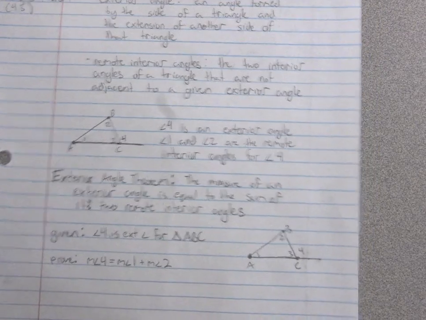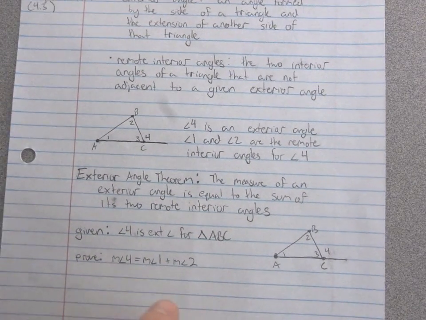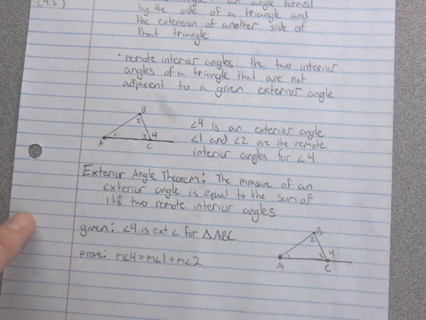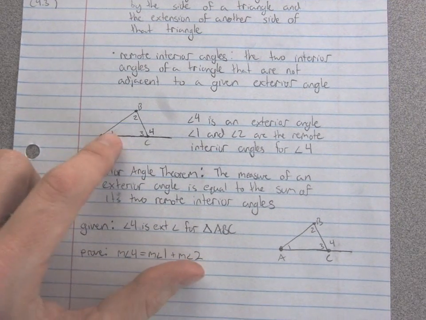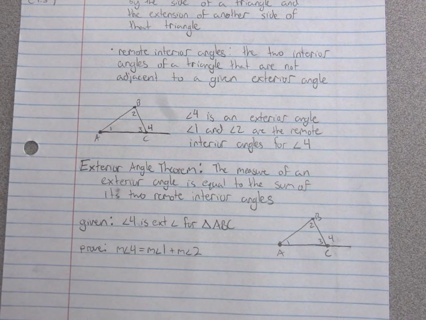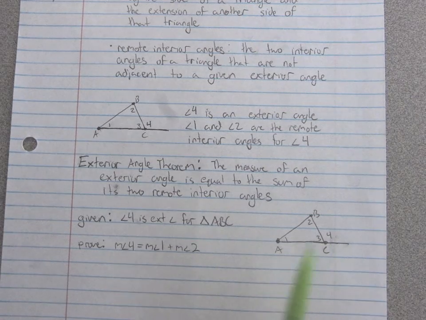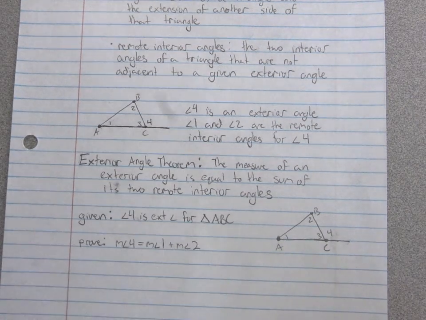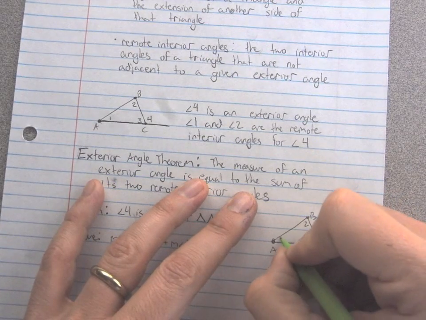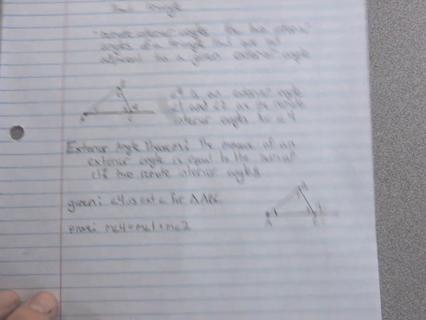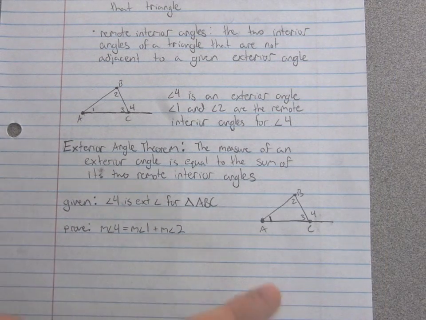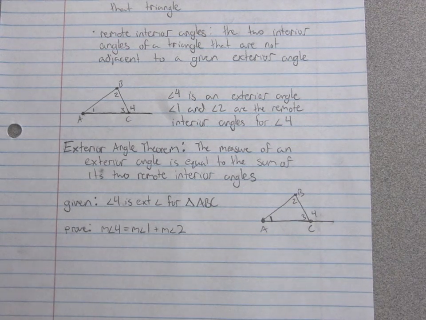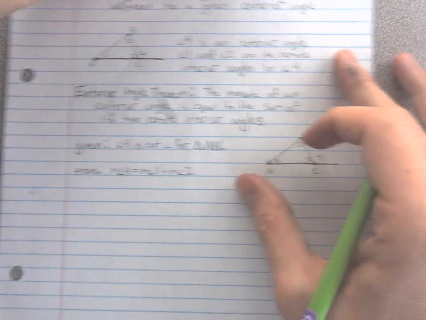Okay, now the exterior angle theorem says that the measure of the exterior angle, in this case 4, has to equal the sum of the measures of the 2 remote interior angles. So the way I drew my picture here, I want to prove that the measure of angle 4 is equal to the measure of angle 1 plus the measure of angle 2. And this is a 1, by the way. So I got my given. Basically, the given is just I got a triangle with an exterior angle, and this is what I'm trying to prove. Okay, so let's brainstorm here together.